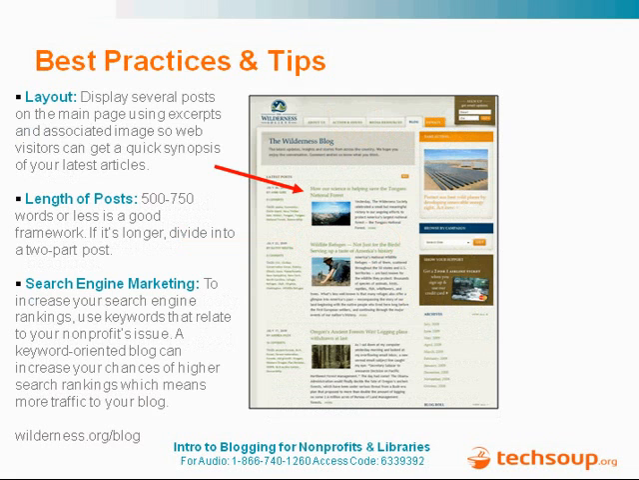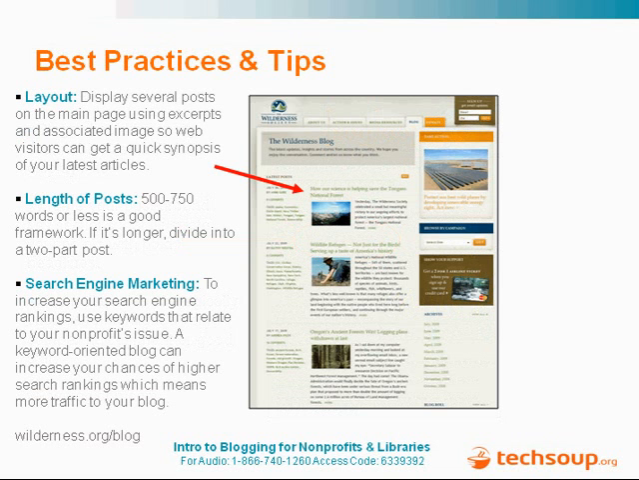And in terms of other best practices, layout: you want to display several posts on the main page using excerpts and associated images so web visitors can really get a quick synopsis of your latest articles. If you just decide that you're going to display one post at a time on the main page of your blog, then the reader is getting just one example of what you're writing about rather than a list of articles that you're writing about. So you really do want to use that excerpt tool.